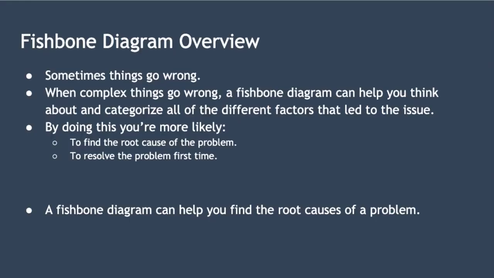No matter what line of work you're in, sometimes things go wrong. Some things that go wrong will be obvious and easy to resolve, while others will be more complex. And when these complex problems occur, a fishbone diagram can help you to think about and categorize all of the different factors that may have led to the issue.